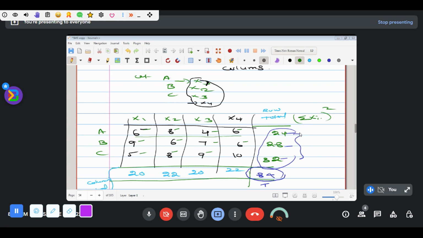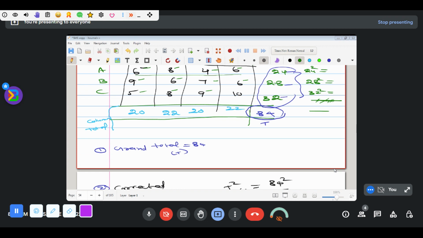So what is the value? 24 squared. 24 squared, how much here? Also here the 28 squared value. Here the 32 squared value. All values are equal, so you can put the summation, no issues. Here also write the 20 squared value, 22 squared value, again 20 squared value, 22 squared value. Those values are called the summation of xi dot, the whole square.